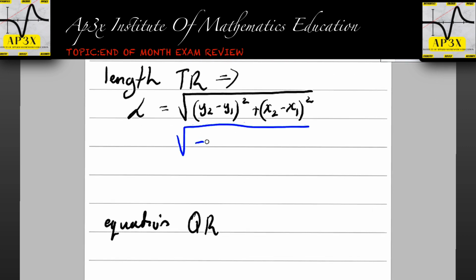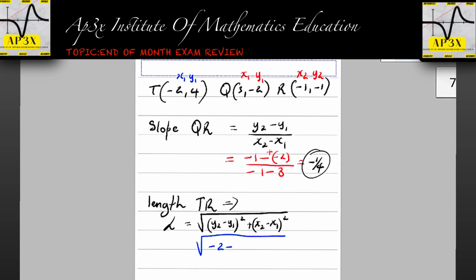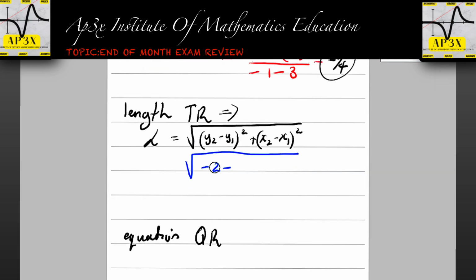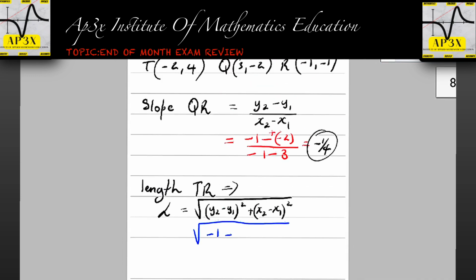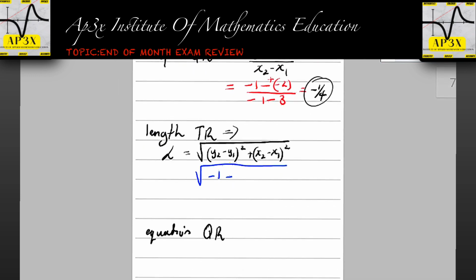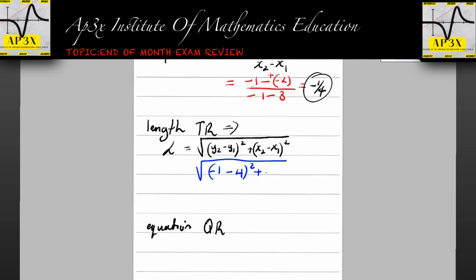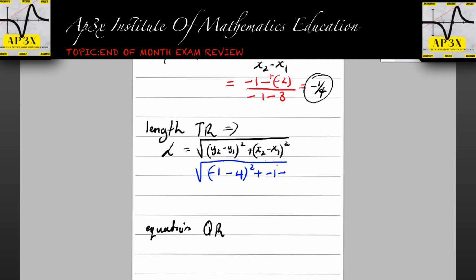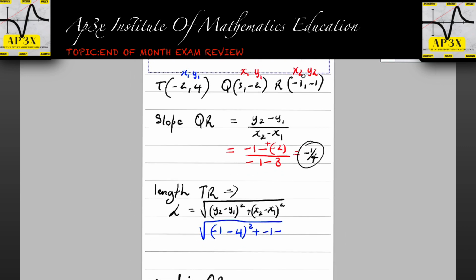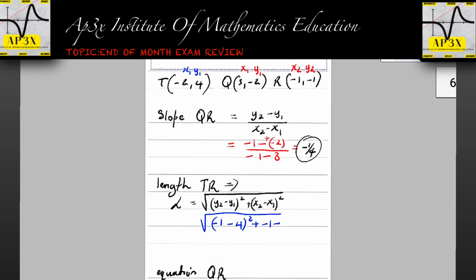Pardon me, let's double check that again. It's going to be minus 1, pardon me. So it's minus 1 take away 4, squared, plus x2, which is negative 1, take away x1, which is negative 2.